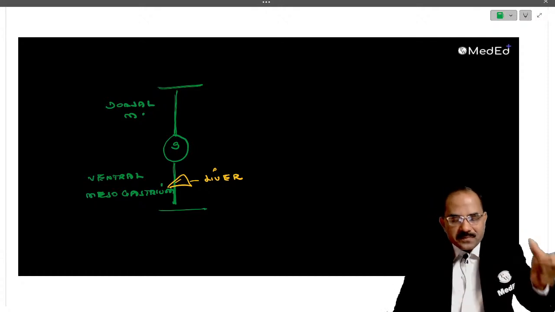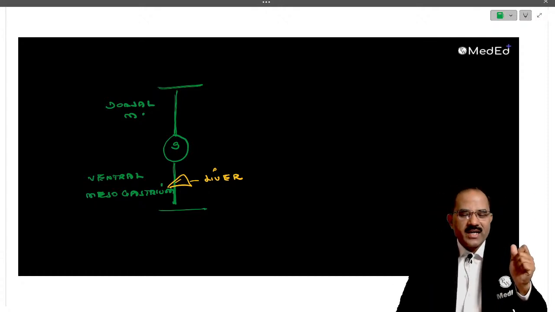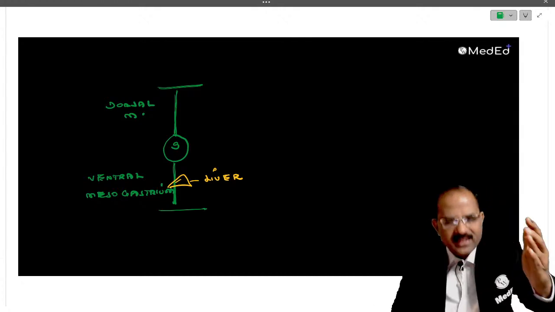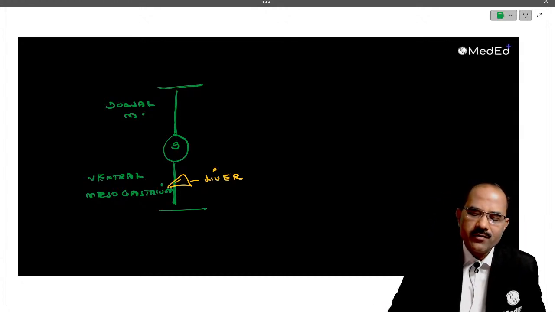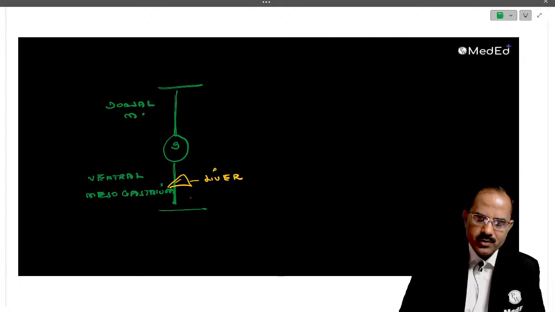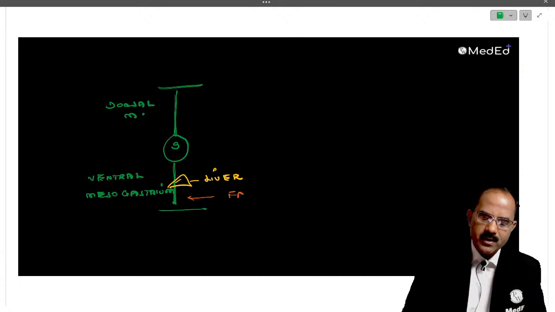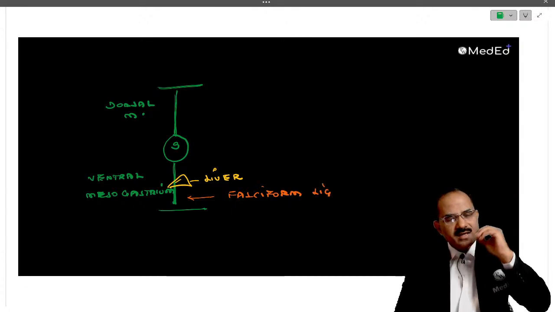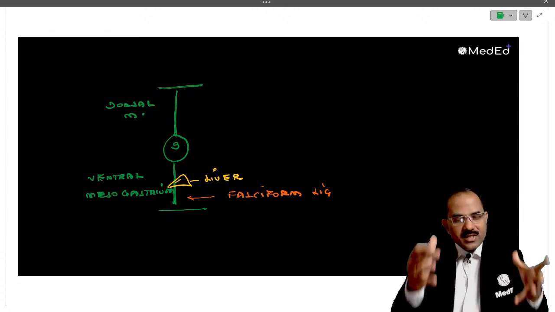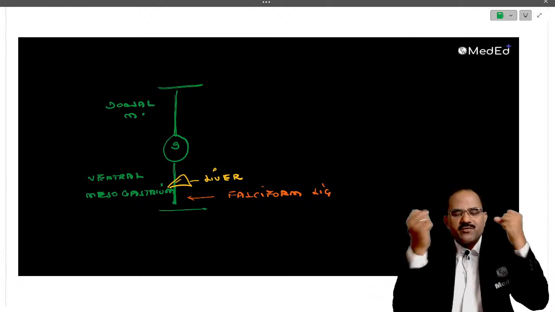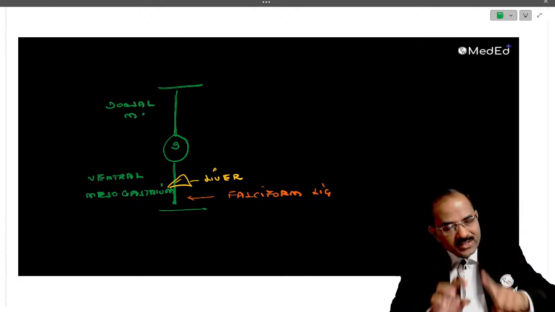The moment the liver develops in the ventral mesogastrium, it is going to divide this ventral mesogastrium into two parts. Remember it like this, it's very easy. What is this going to be? From the liver to the anterior abdominal wall, this becomes the falciform ligament. Because the liver grows in the ventral mesogastrium, all the ligaments of the liver would be derived from ventral mesogastrium.